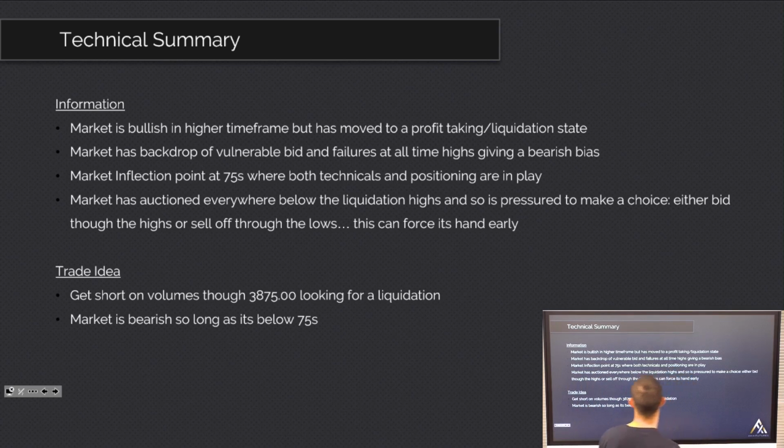It either has to bid through the highs or sell off through the lows, and this can force its hand early. So the trade idea, as I said before, is to get short on volumes through 38.75, looking for a liquidation. The market's bearish so long as it's below there.